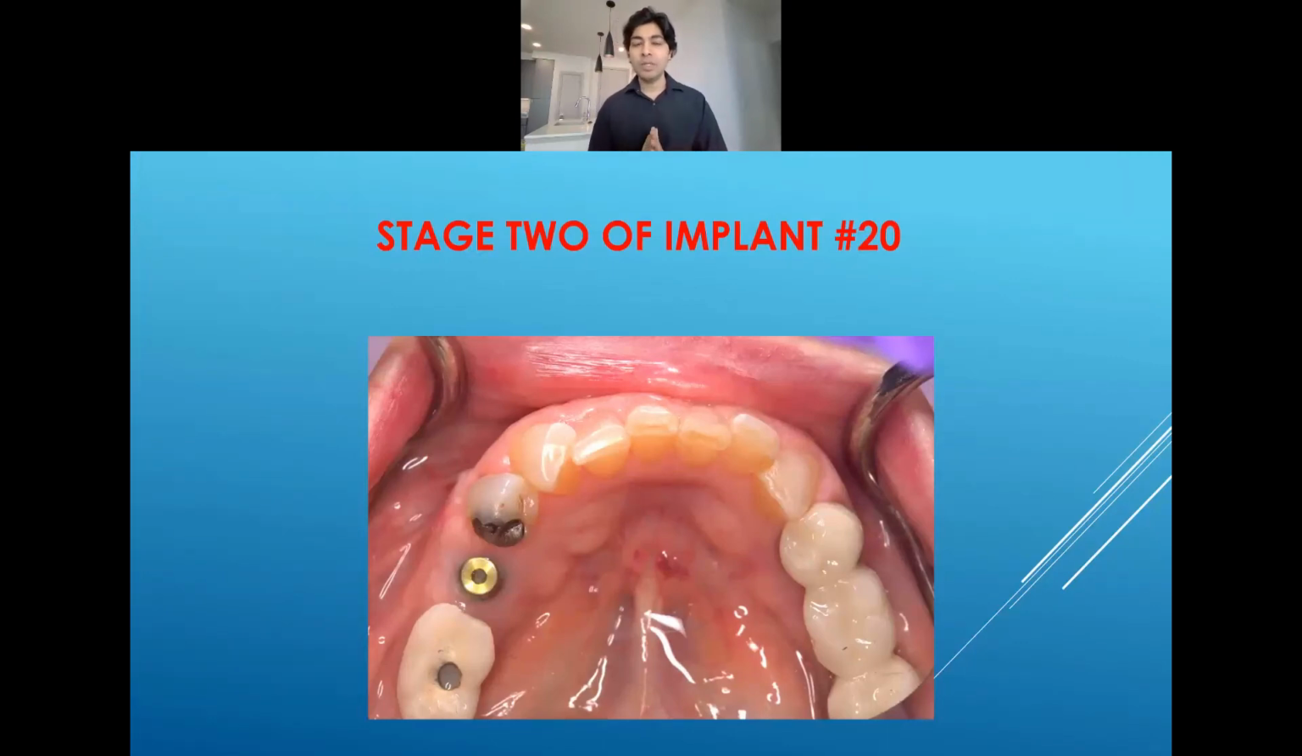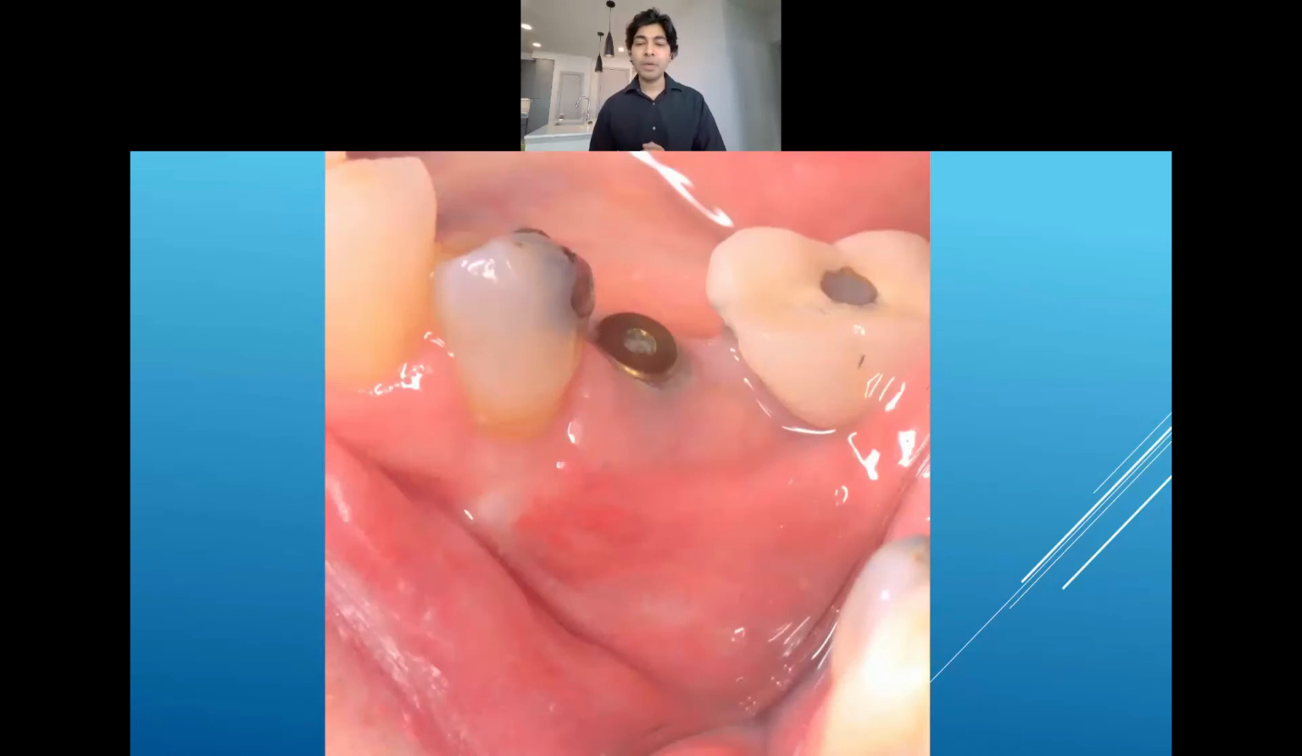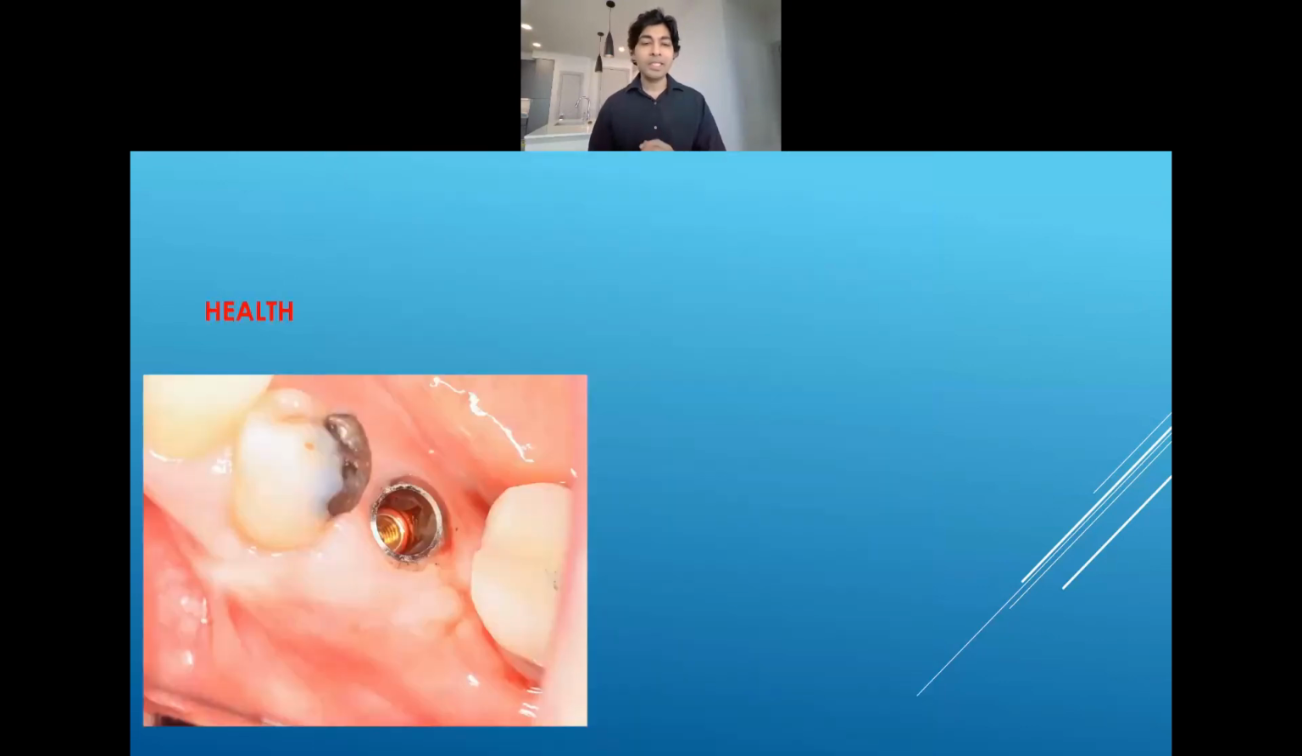Secured the graft with a combination of silk suture and vicryl suture. And this is after osseointegration of the implant. This is how the result looked. This is the buccal view. As you can see from the picture, the implant was surrounded by thick keratinized tissue. This is the healthy situation around the implant site.